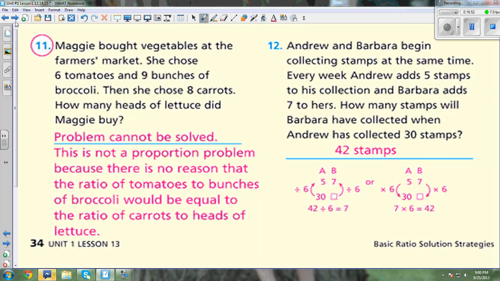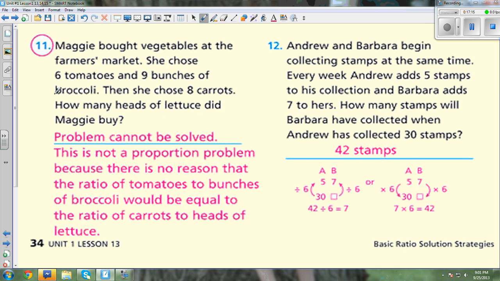All right, number 11 on page 34 would not be a proportion. So let's just take a look at it. You don't have to write it down. It says Maggie bought vegetables at the farmer's market. She chose 6 tomatoes and 9 bunches of broccoli. Then she chose 8 carrots. How many heads of lettuce did Maggie buy?